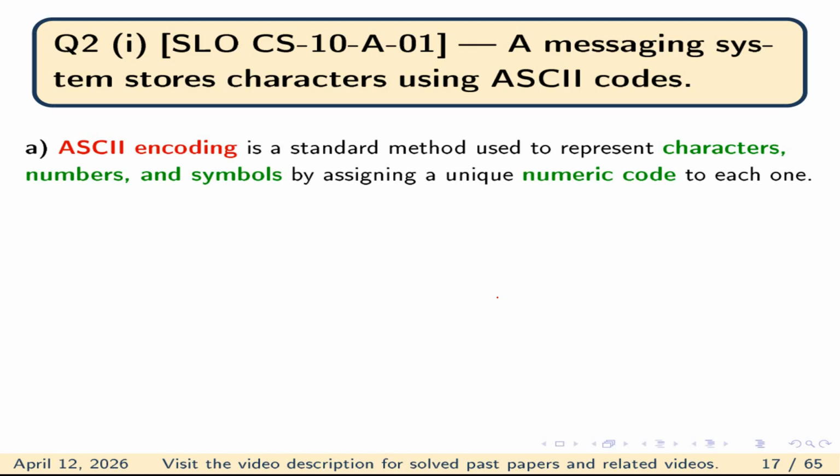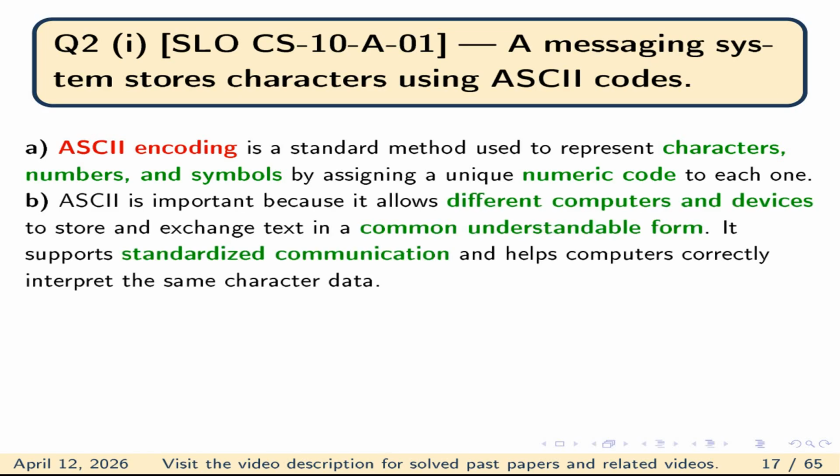Question number 2, part 1. A messaging system stores characters using ASCII code. A. What is ASCII code? ASCII stands for American Standard Code for Information Interchange, and its encoding is a standard method used to represent characters, numbers, and symbols by assigning a unique numeric code to each one.